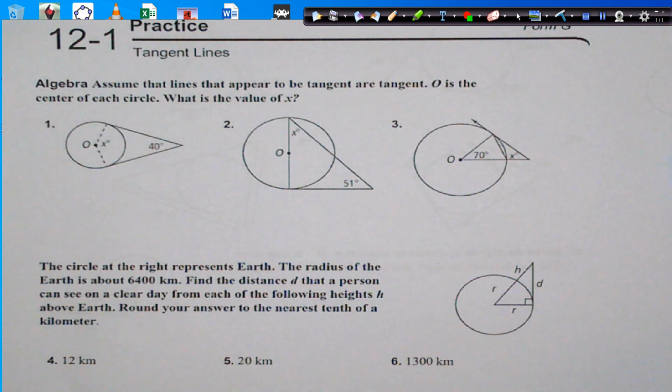Hola, let's go. It is time for 12.1, evens, tangent lines. All right, let's get started. Number 2, tangents are really cool.